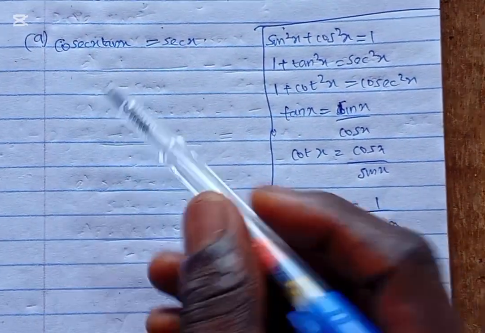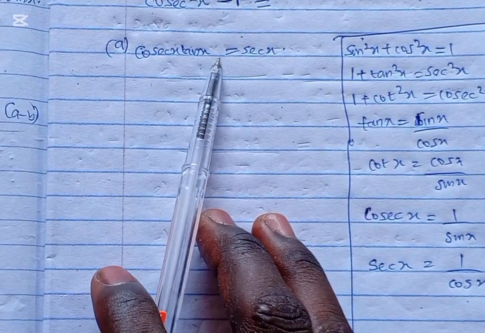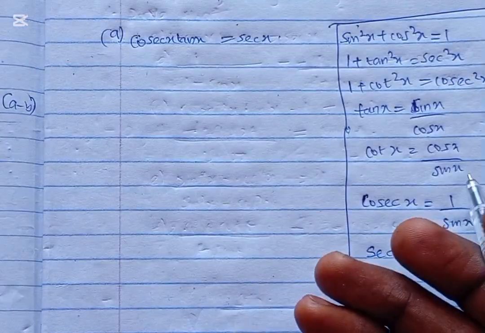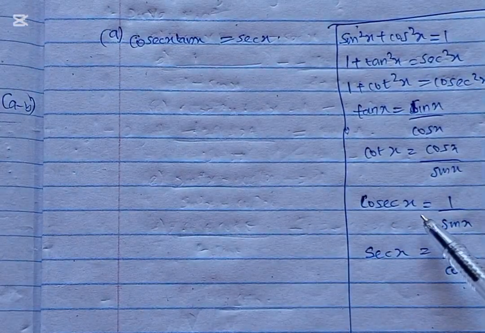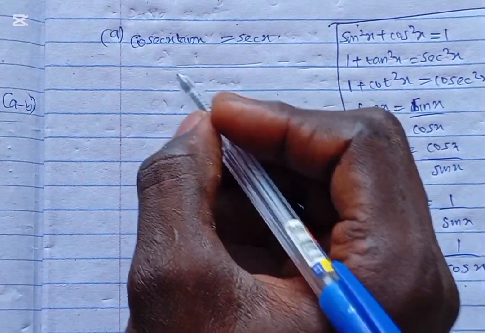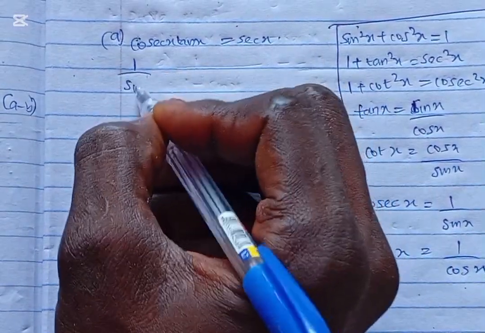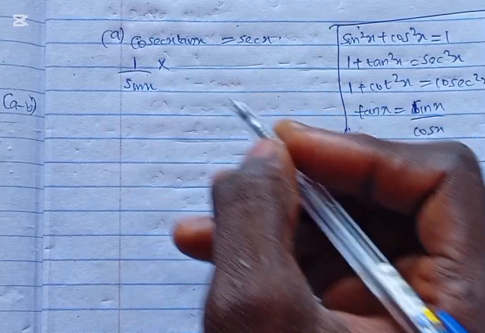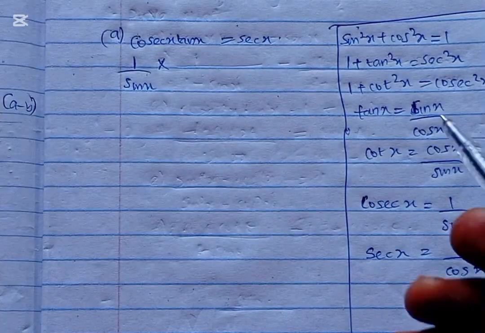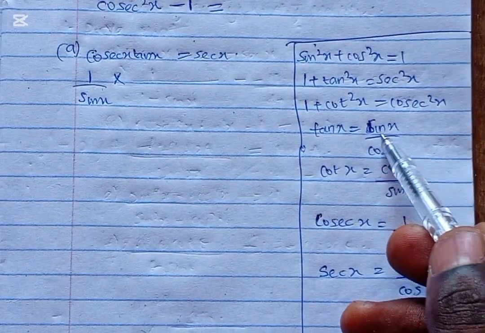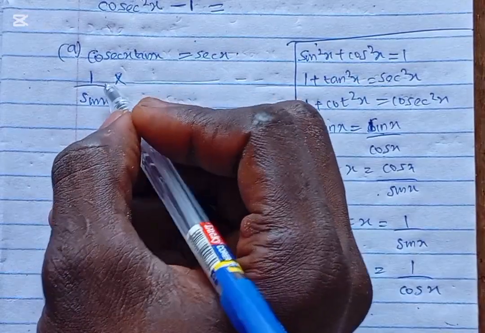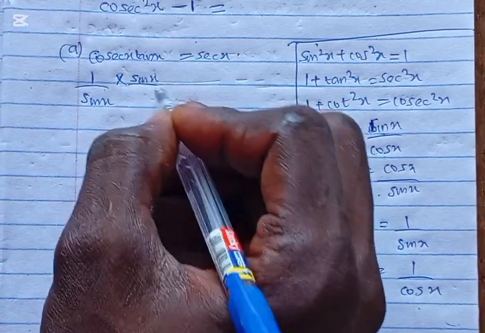Now we have cosec x tan x is equal to sec x. So how are you going to do it? You should know that cosec x is equal to 1 over sine x. So you can easily say that 1 over sine x multiplied by tan x can be simplified further to sine x over cos x. So we have sine x over cos x.